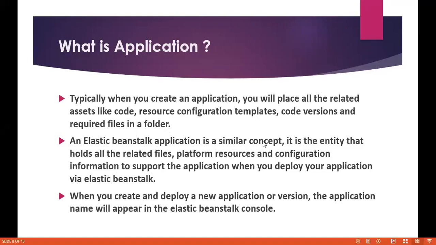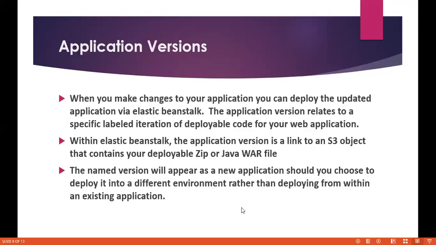Beanstalk application is also a similar concept. It is the entity that holds all the related files, platform resources, and configuration information to support the application when you deploy your application via Elastic Beanstalk. Whatever is required to run our application, all together is called one application. When you create and deploy a new application or version, the application name will be displayed. Application means one entity.